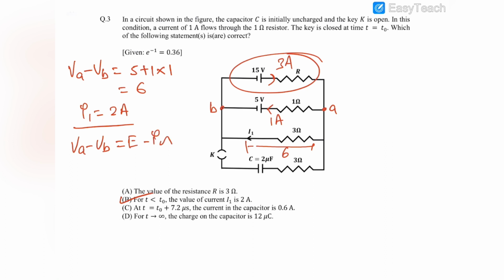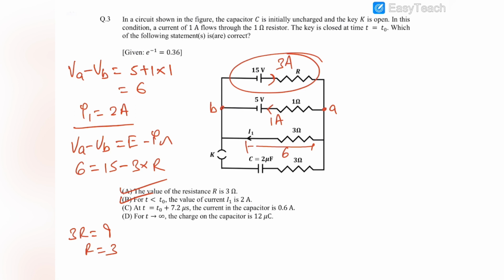Now VA minus VB is 6 and E is 15 and I is 3 and this is R. So you can see that 3R is equal to 9 and R will be equal to 3. So option A is also the correct one.